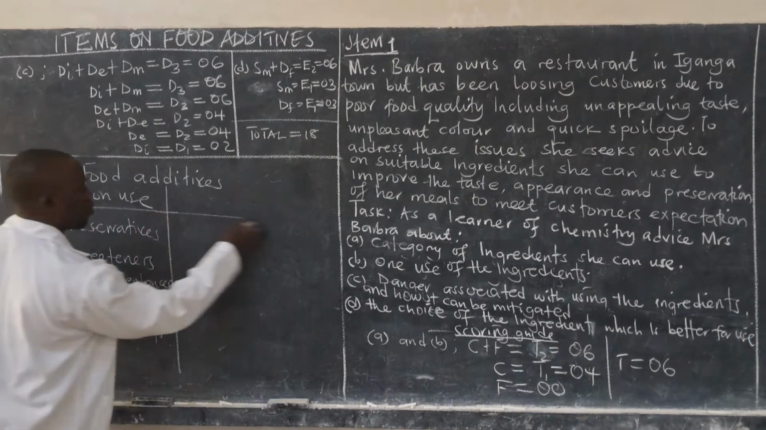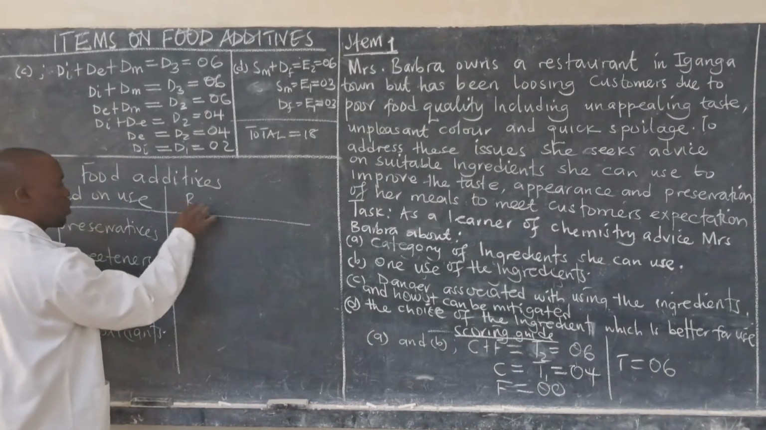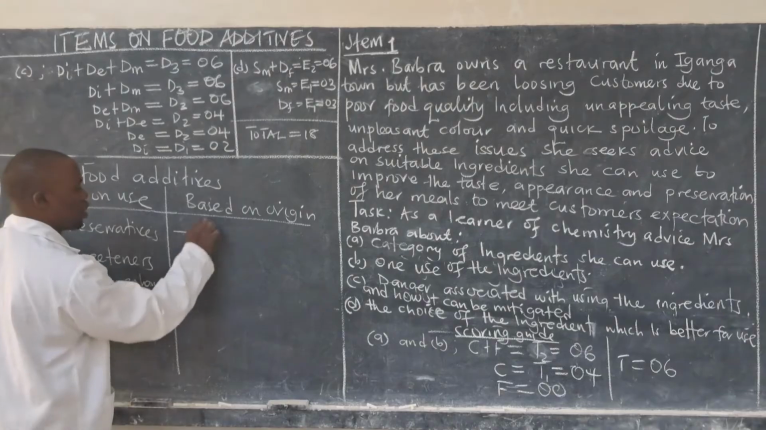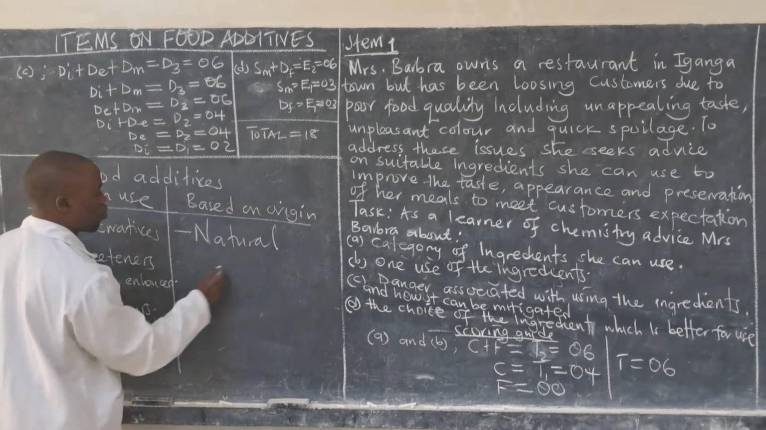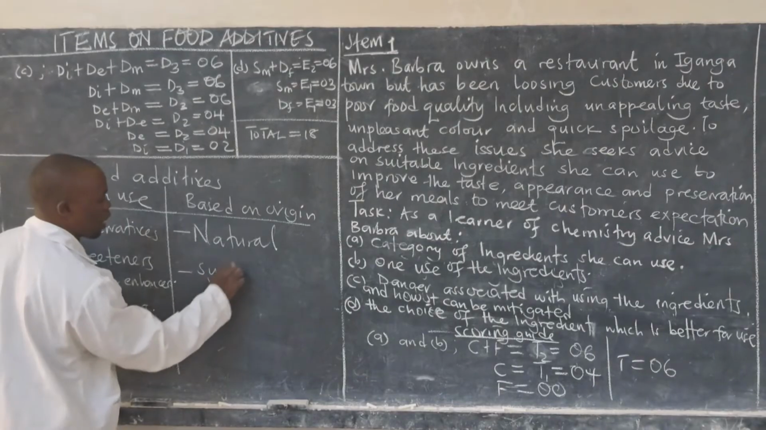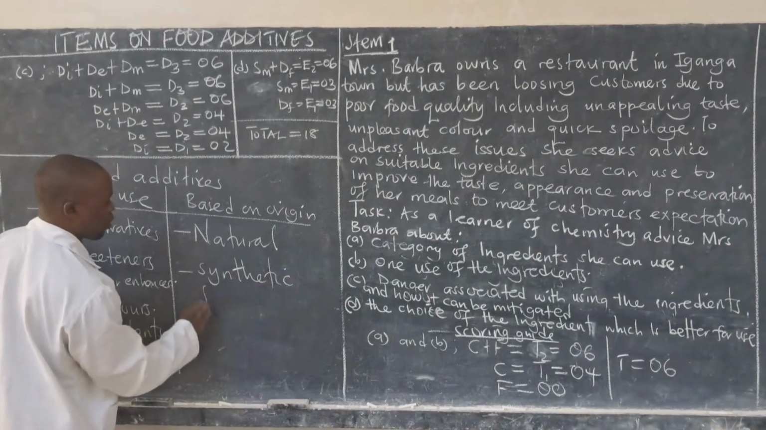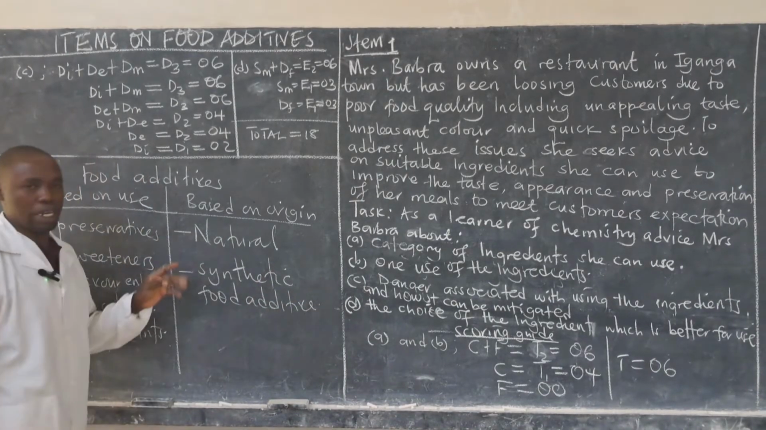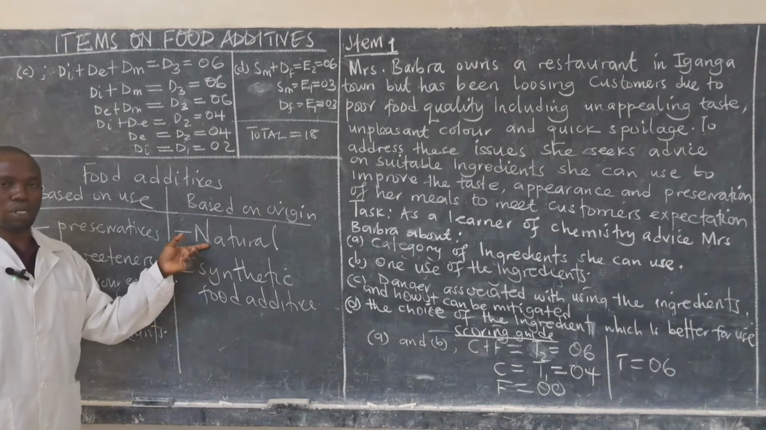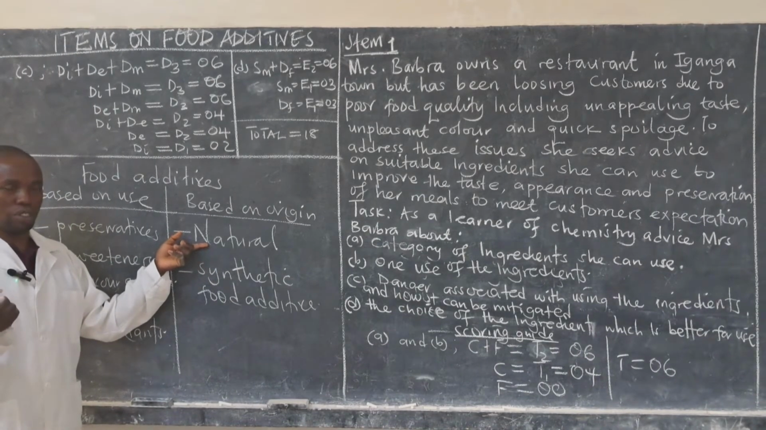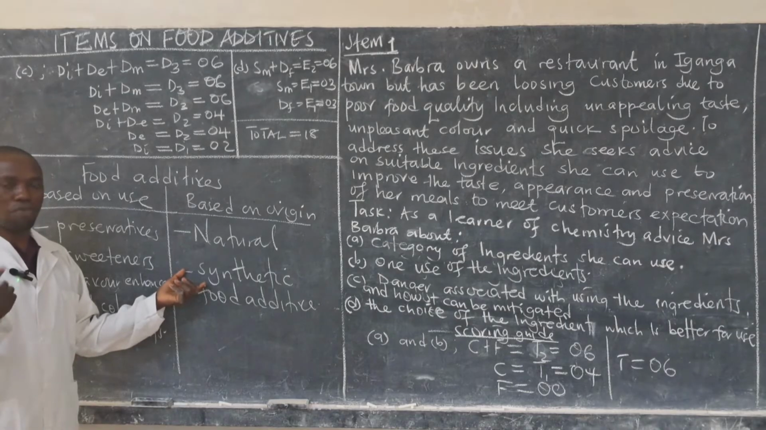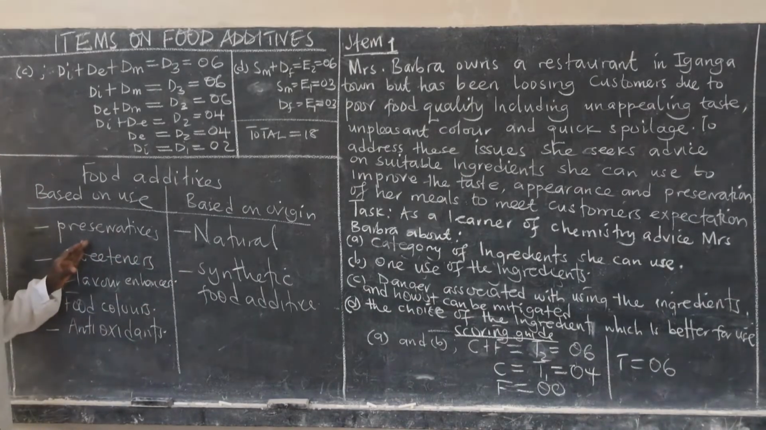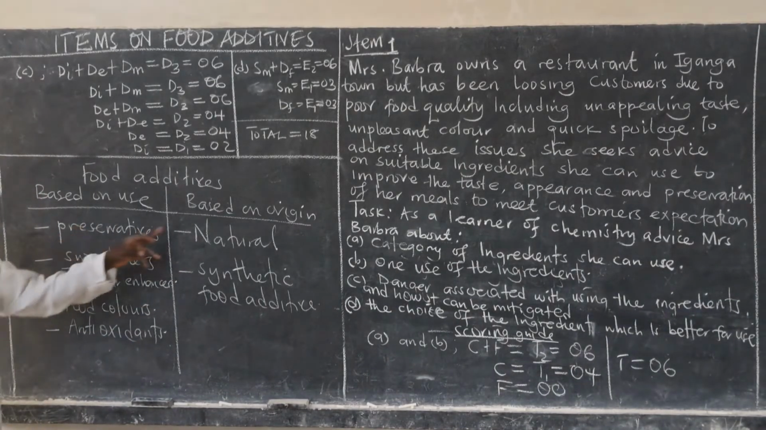But food additives can also be categorized based on the origin. Based on the origin, they are divided into 2: natural food additives and synthetic food additives. Natural food additives are those obtained directly from plants and animals, whereas synthetic food additives are those manufactured through chemical processes.